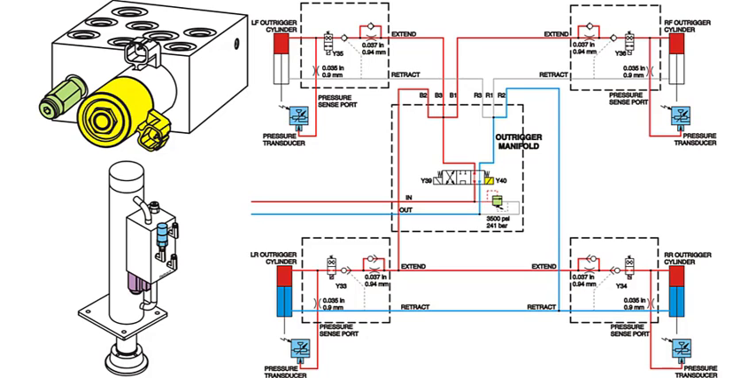When the ECU determines that all 4 outriggers are touching the ground and the chassis is level, it will shut off the pump motor and sound an audible alarm, indicating that lift is enabled.